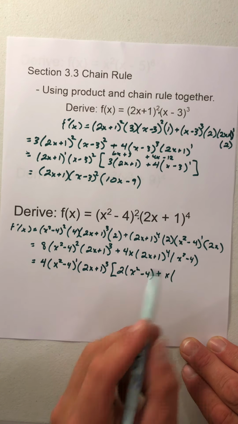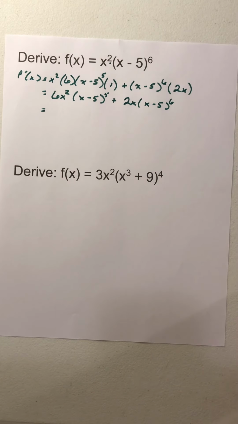Cleaning this up, 6 times our 1 times our x squared, our monomials, we get 6x squared times (x minus 5) to the fifth. To that, we're going to add a 2x times (x minus 5) to the sixth. Can't really do a whole lot with that. Write the monomial first, and then the binomial. We normally like to write our functions as monomials, then binomials, then trinomials, and so on and so forth. It just looks a little more aesthetically pleasing, I guess, is the reason that we do it.